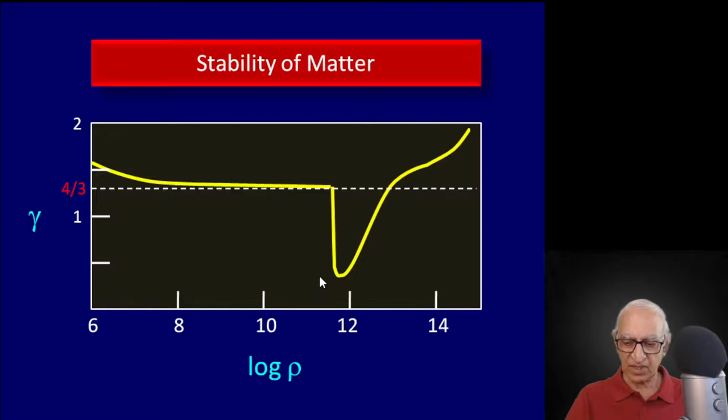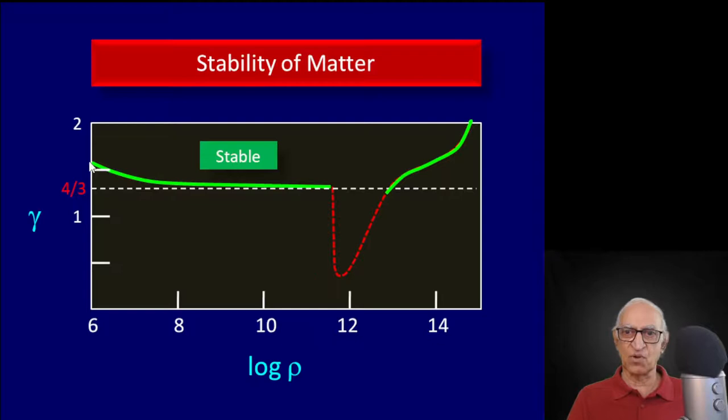And what you find is that in this green portion, when the density is in this range or in that range, matter is stable. But if the density is in this range, between this density and this density, gamma is less than 4/3, which is the horizontal dashed line, and matter is unstable. Matter is unstable. What has this got to do with the price of fish? What has this got to do with the question that I asked? Namely, why are there only two kinds of cold stars, white dwarfs and neutron stars?